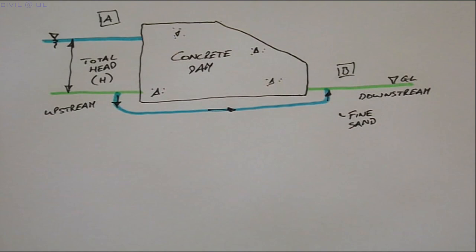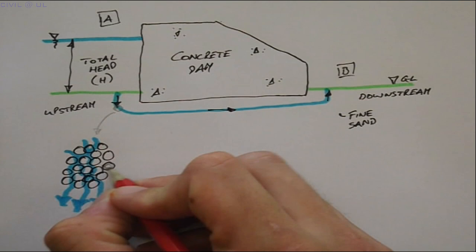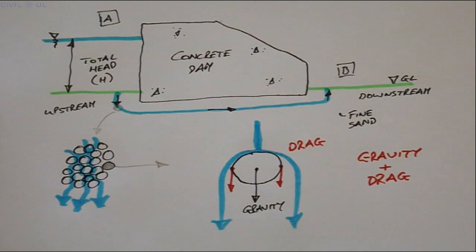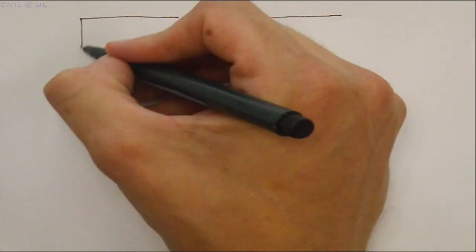What is the effect of both flows on the soil grains? Well, let's see. As water flows downwards, it creates a frictional drag on the soil particles. This adds to the gravitational force of each grain, and hence we might intuitively conclude that the soil grain-to-grain friction, or effective stress, also increases. We can show mathematically that this is the case.